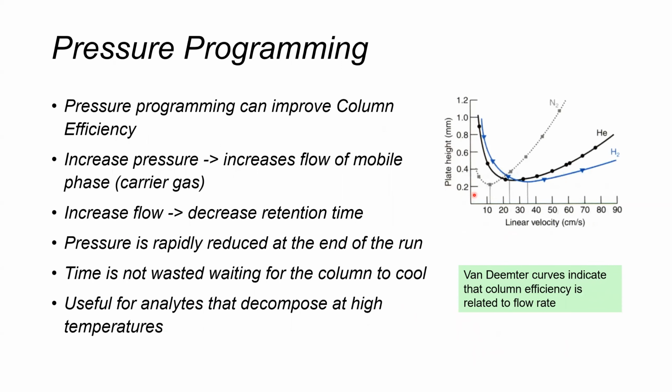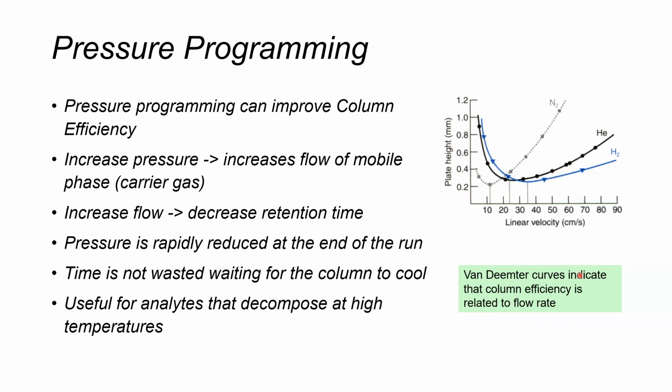Pressure programming then, so this is going to also have an effect on our efficiency of the column. So pressure programming can improve column efficiency. So by increasing pressure, we increase the flow of the mobile phase, so the linear velocity of the mobile phase basically. So if we increase the flow, typically we decrease the retention time. Pressure is rapidly reduced at the end of the run, and time is not wasted waiting for the column to cool, and this is useful for analytes that decompose at high temperatures.